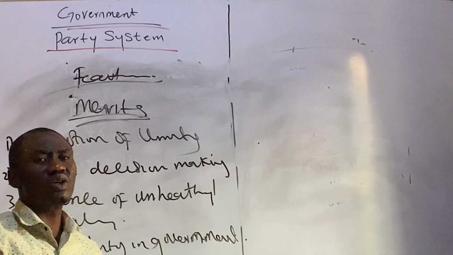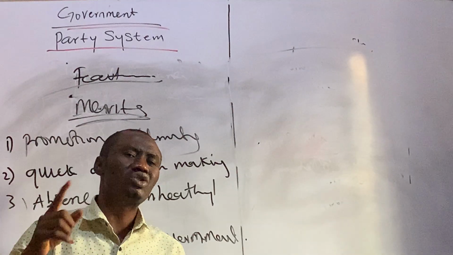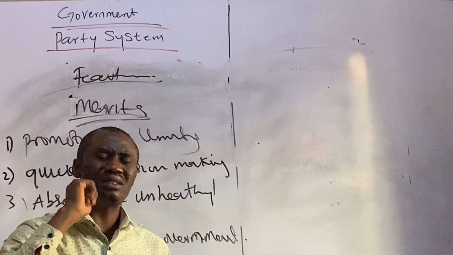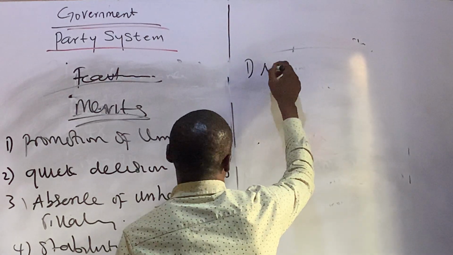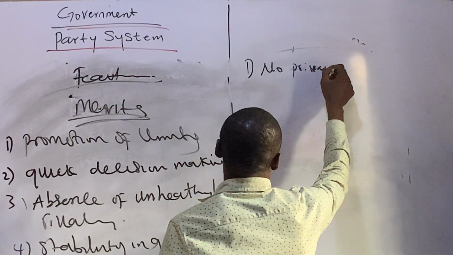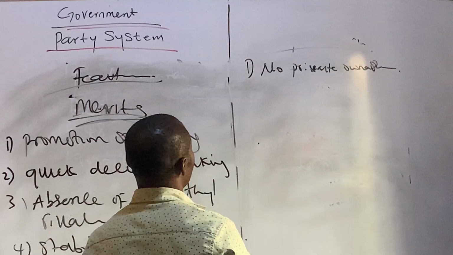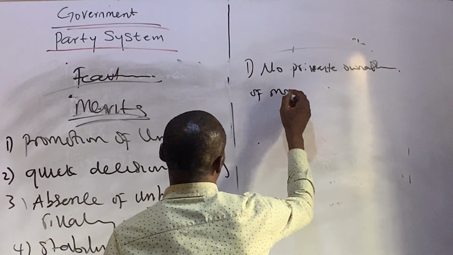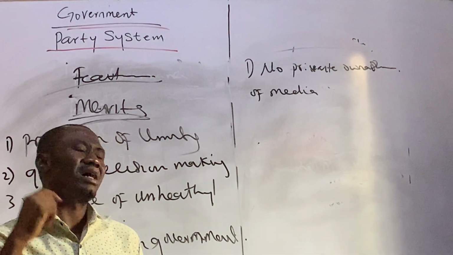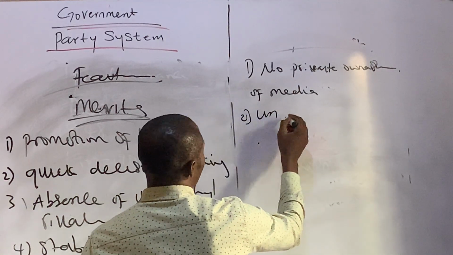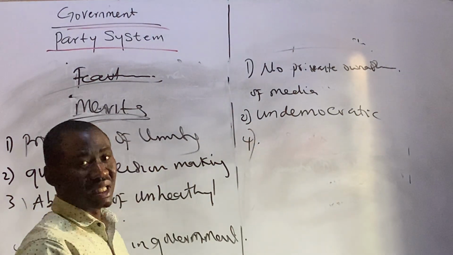For the demerits of single party system, if you look at a single party system, you understand that the control of the media is left in the hands of the government. So, number one, no private ownership of media. And that's a disadvantage. When you are not allowed to air your view, it is undemocratic, and it can lead to dictatorship.